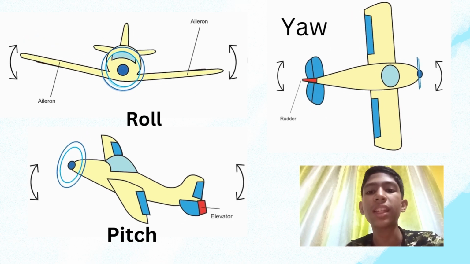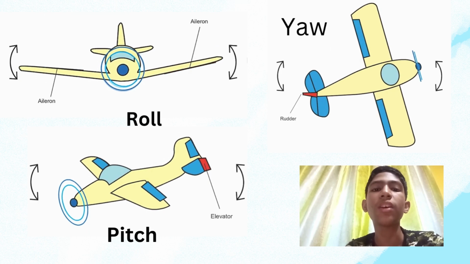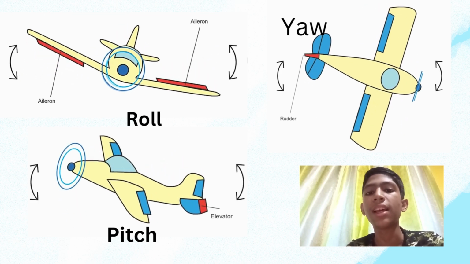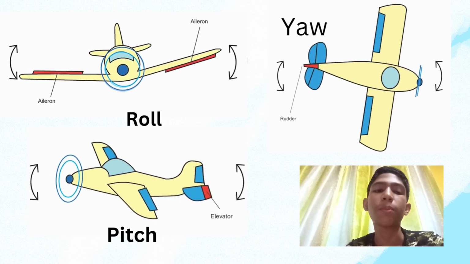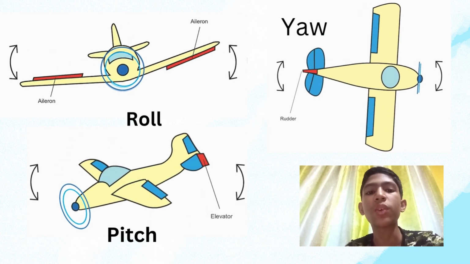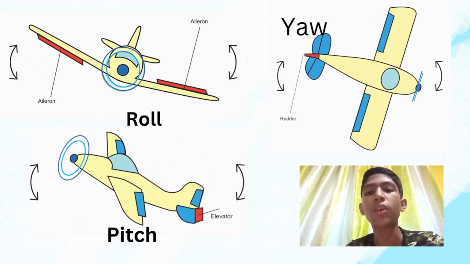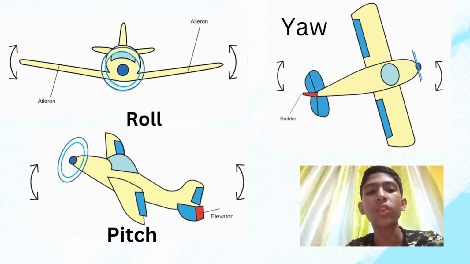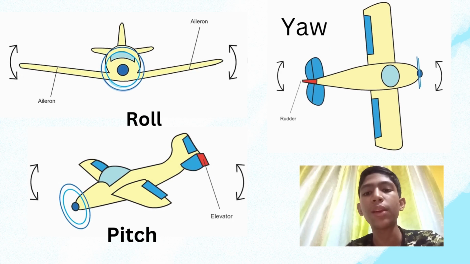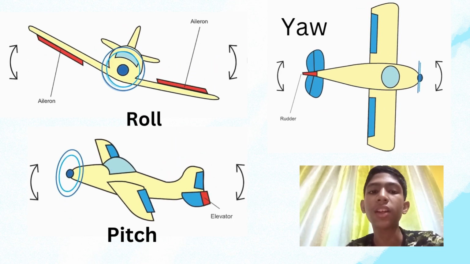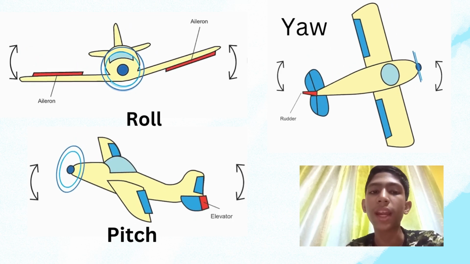On the horizontal tail surface, the elevator tilts up or down, decreasing or increasing lift on the tail. This tilts the nose of the aeroplane up and down, causing pitch. Roll is the rotation around the front to back axis. On the outer rear edge of each wing, the two ailerons move in opposite directions, up and down, decreasing lift on one wing while increasing it on the other. This causes the aeroplane to roll to the left or to the right.